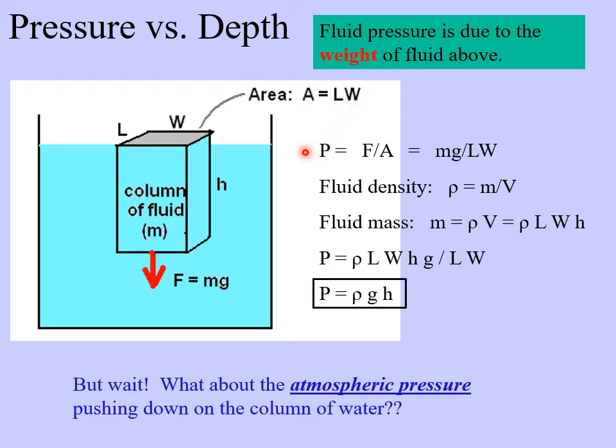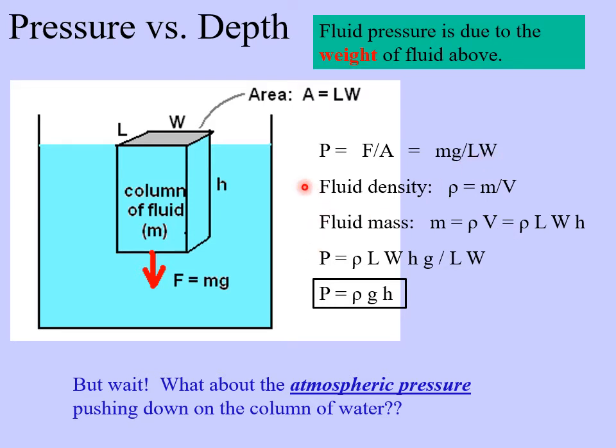Now we know that pressure is equal to force divided by area. The force at this point at the bottom of this column is due to the weight of all the fluid inside this column. So that is equal to mg. That's the weight of the fluid inside this column. And the area of the column, again, is L times W. So the pressure is equal to mg divided by LW.